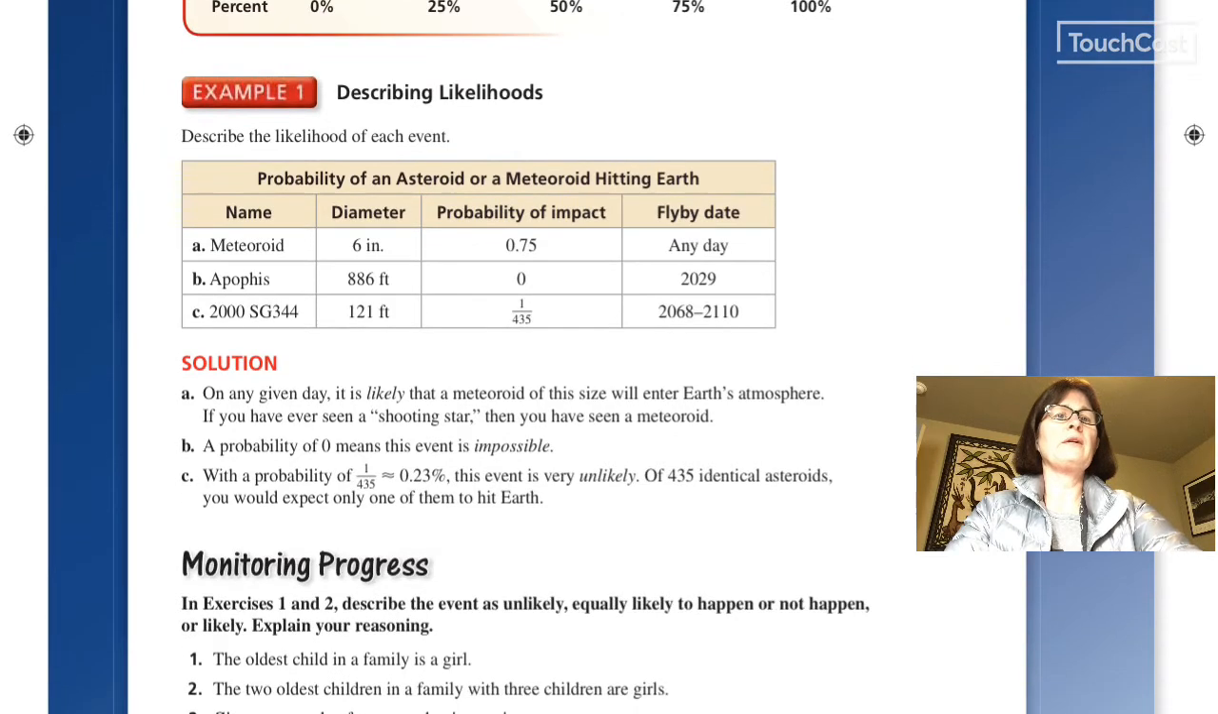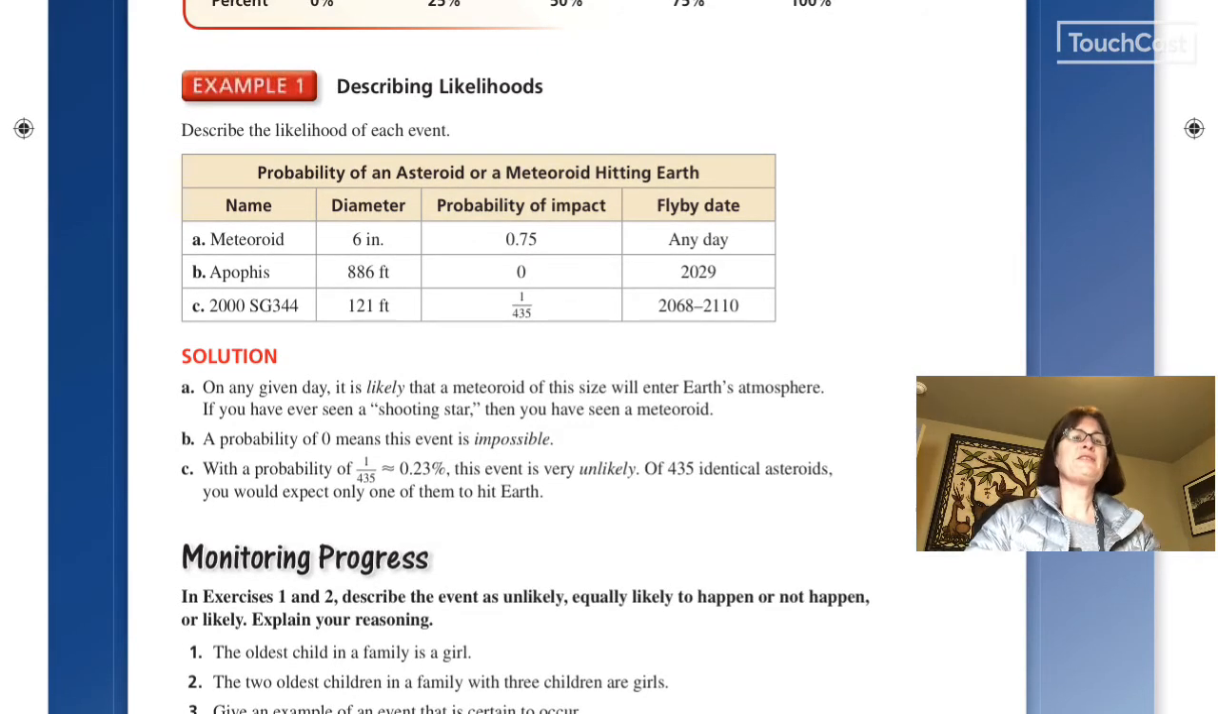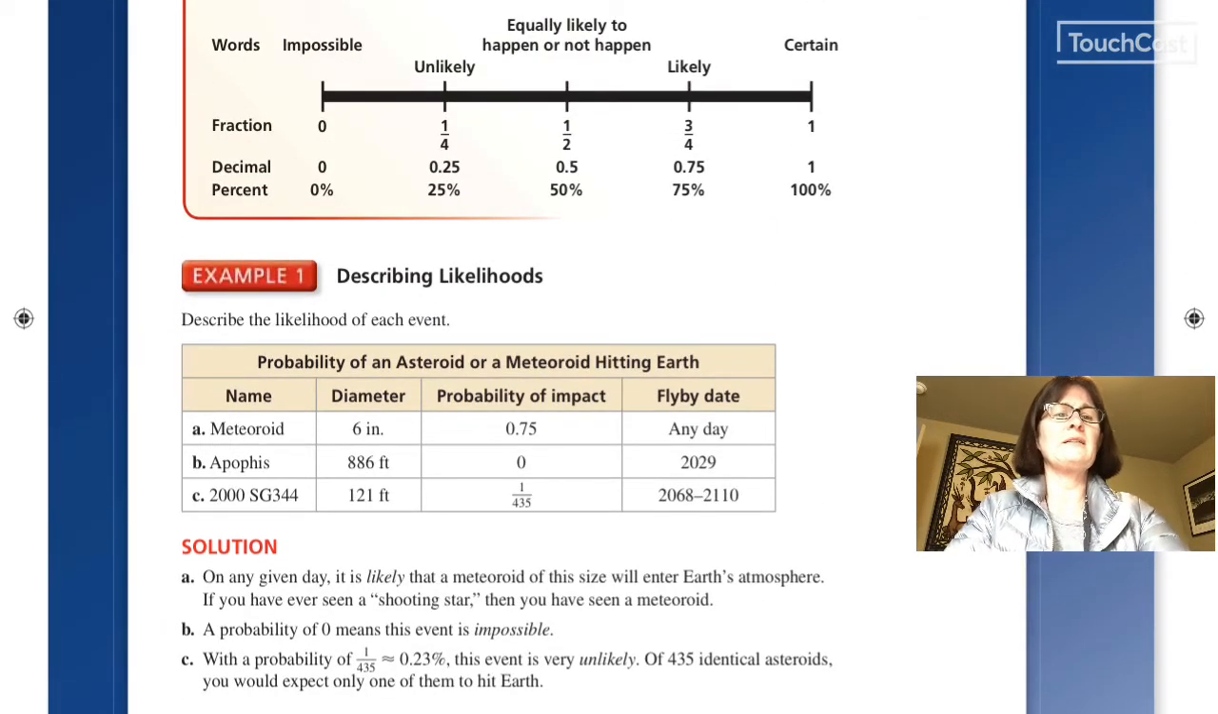We can kind of walk through here. So just to practice, if we have a meteoroid and it has a probability of impact on the Earth of 0.75, what does that mean for us? Is it likely to happen? Is 0.75 high? Is it low? So starting to translate that, and you can kind of see here.